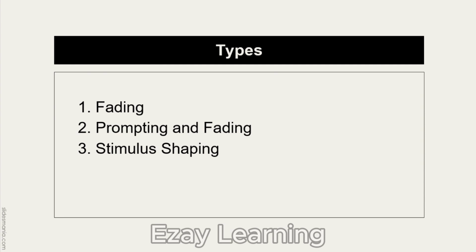Prompting and fading. This involves initially using prompts to guide the learner's behavior and then systematically reducing the level of prompt to transfer control to the natural or target stimulus. For example, a teacher may initially physically guide a child's hand to point to an object, then slowly reduce the physical guidance until the child points to the object independently when asked.